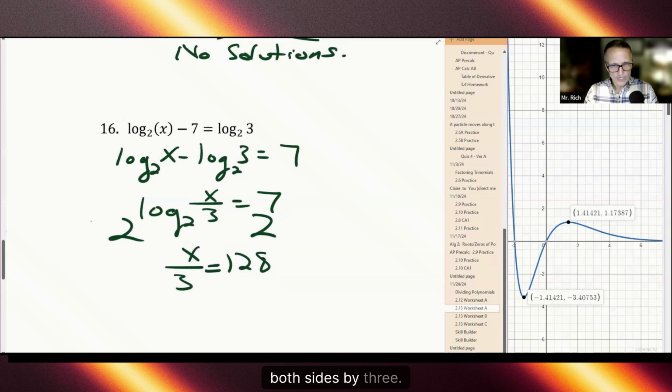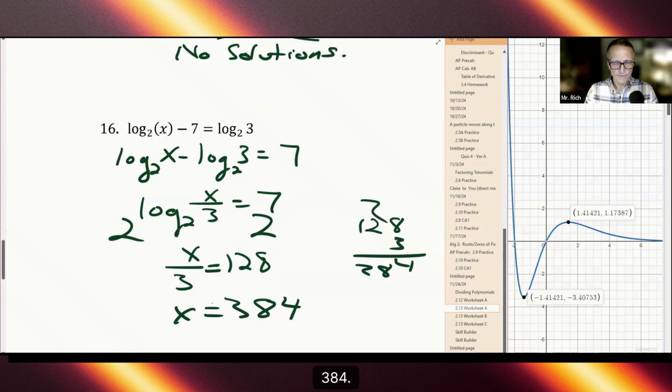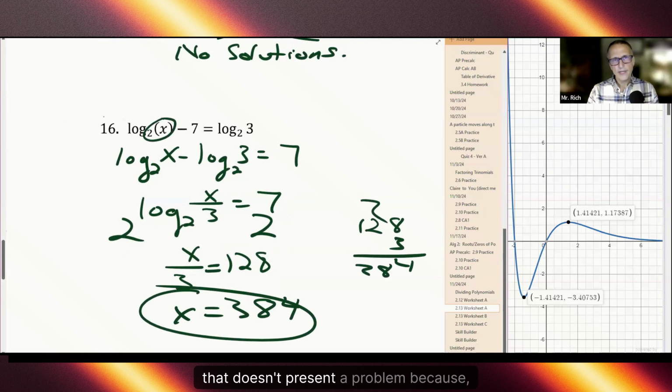Multiply both sides by 3. 128 times 3 is 384. I don't want to lie. 384. And that doesn't present a problem because, yeah, I can take the log of 384.